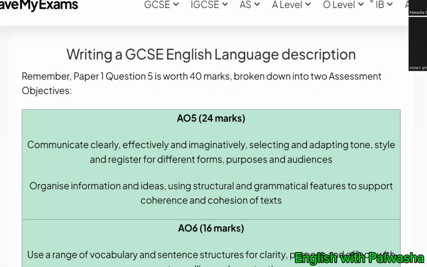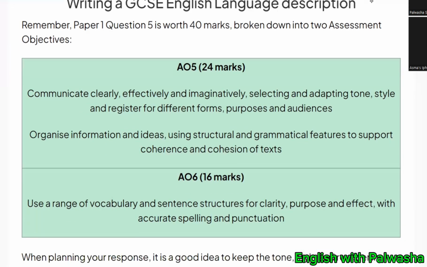Today's video is going to be on GCSE English AQA language descriptive writing. In this descriptive writing, we are going to discuss Paper One, Question Five, and it is worth 40 marks, right? You can see that it is broken down into two assessment objectives. 25 marks are for when you communicate clearly, effectively, and imaginatively, selecting and adapting tone, style, and register for different forms, purpose, and audience. So this is the marks division which they are telling us.